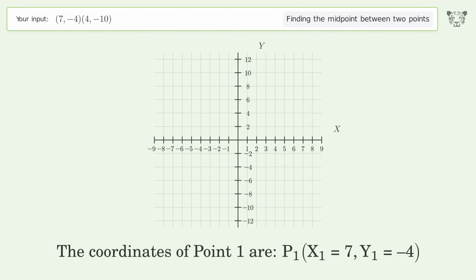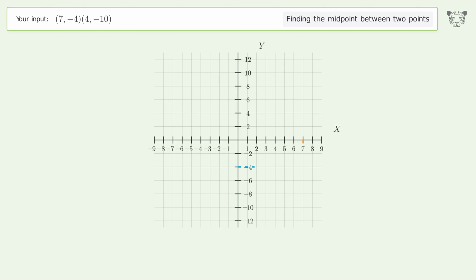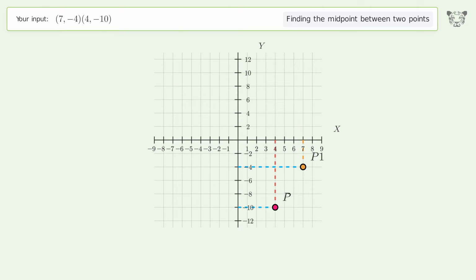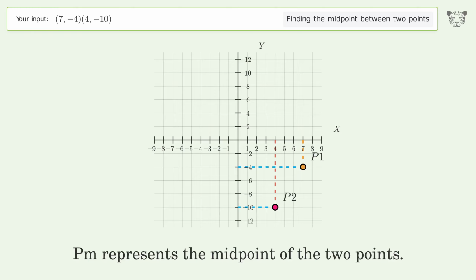The coordinates of point 1 are, x1 equals 7, y1 equals -4. The coordinates of point 2 are, x2 equals 4, y2 equals -10. PM represents the midpoint of the 2 points.